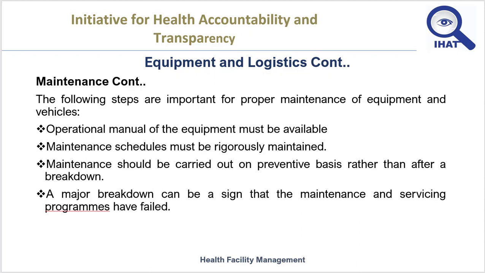The following steps are important for proper maintenance of equipment and vehicles. Operational manual of the equipment must be available. Maintenance schedule must be vigorously maintained. Maintenance should be carried out on preventive basis rather than after a breakdown. And also, a major breakdown can be a sign that the maintenance and servicing programs have failed.